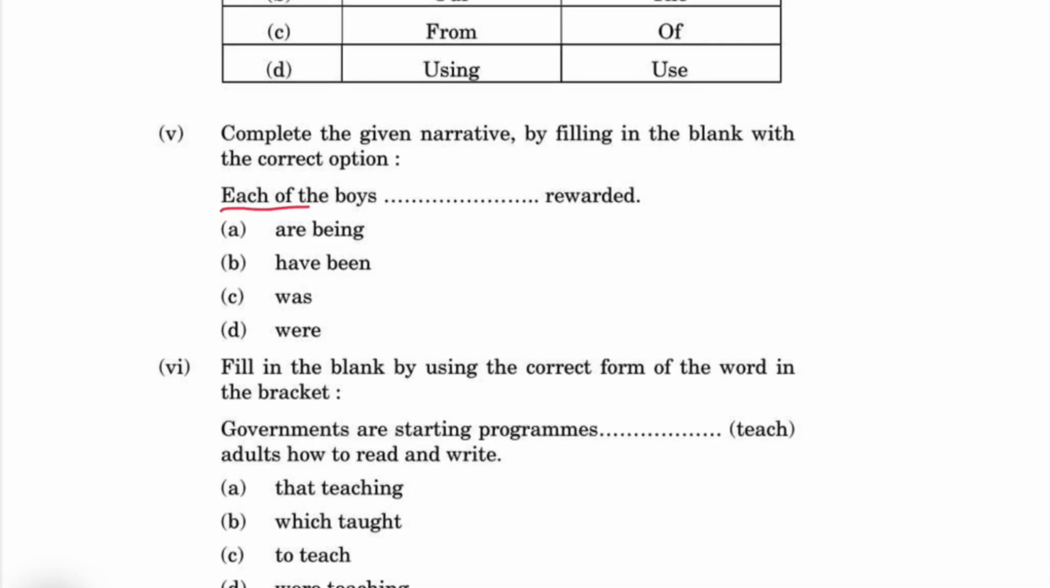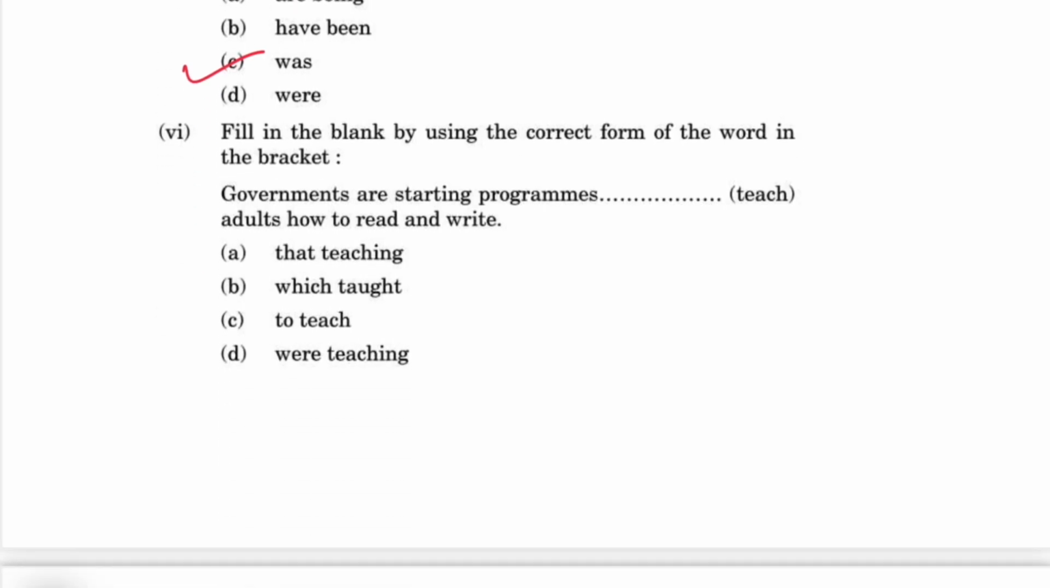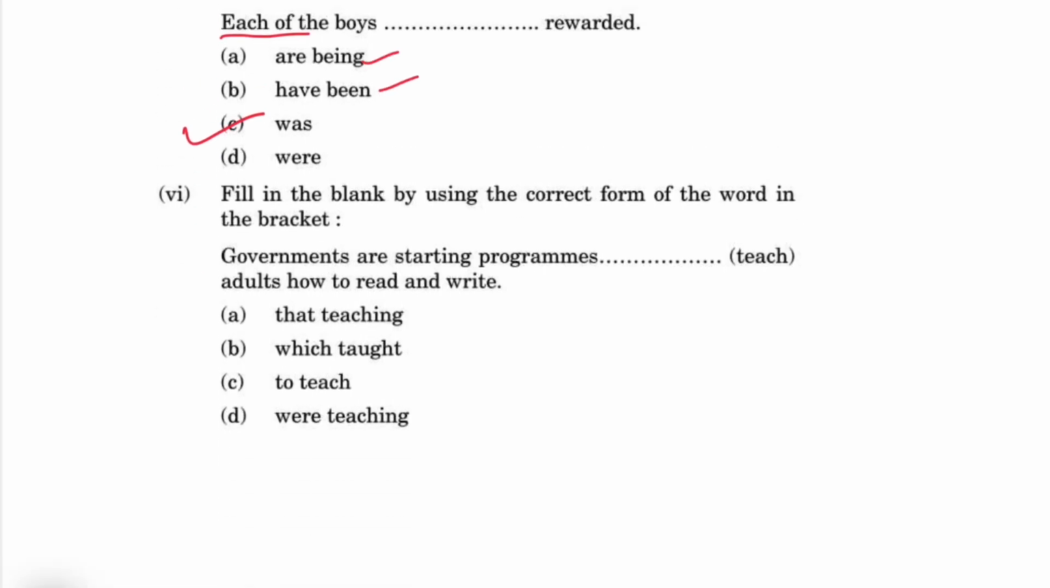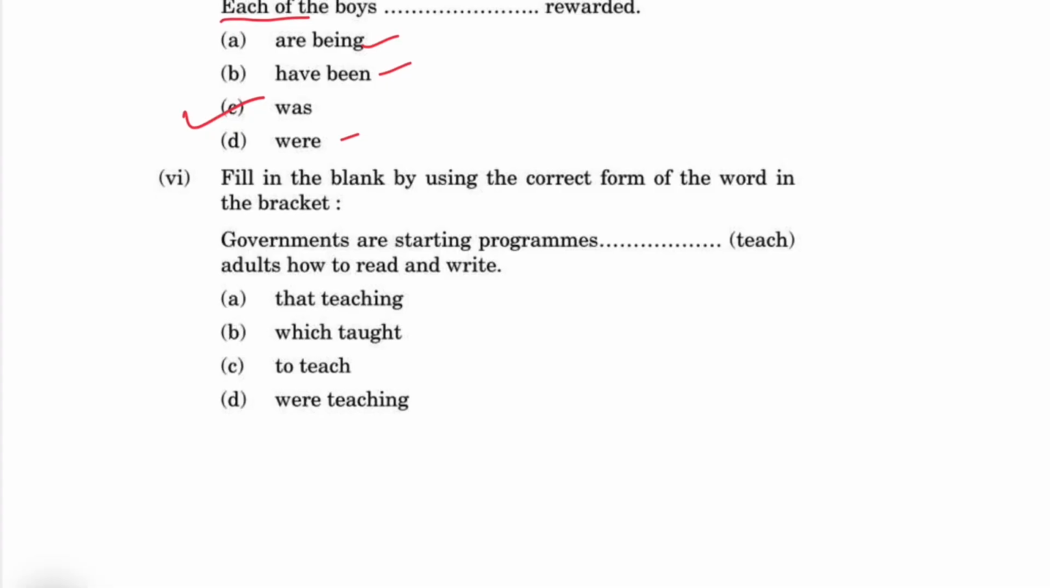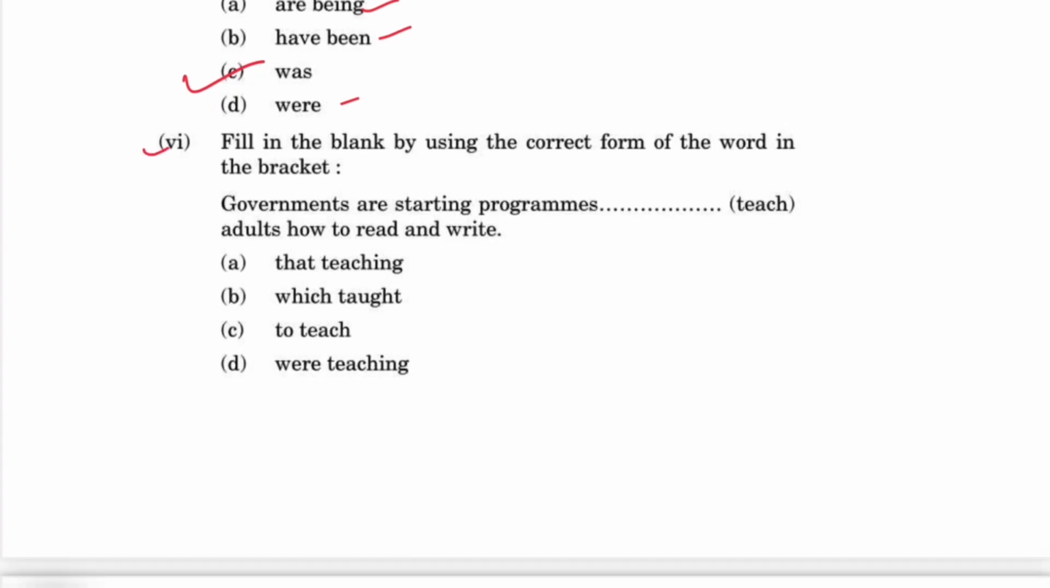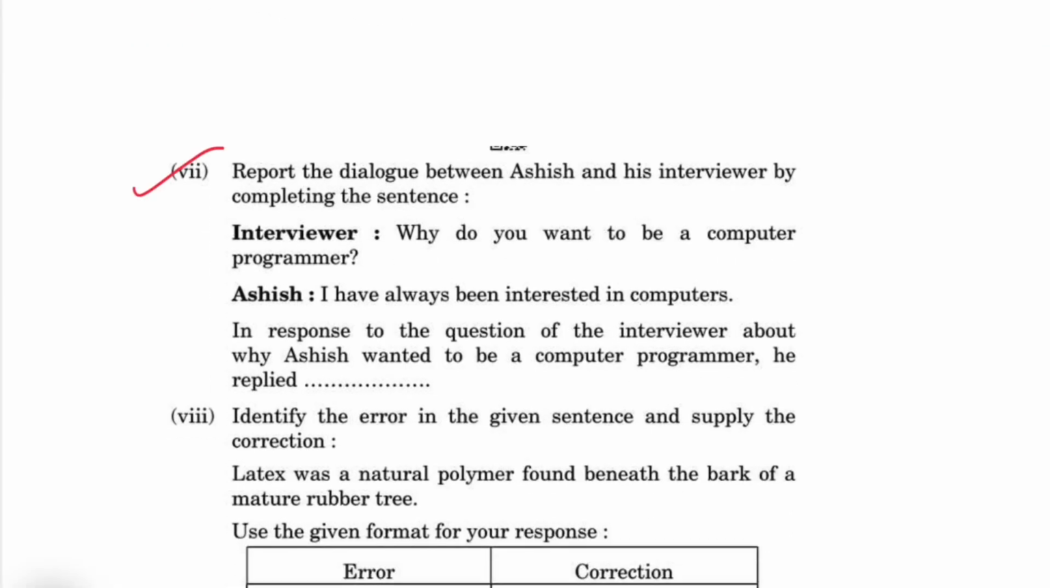Each of the boys, singular subject, each of the boys was rewarded. Are, have or were, all three are plural, only was is singular. Next, governments are starting programs dash adults how to read and to write. So to teach, they are starting programs to teach.